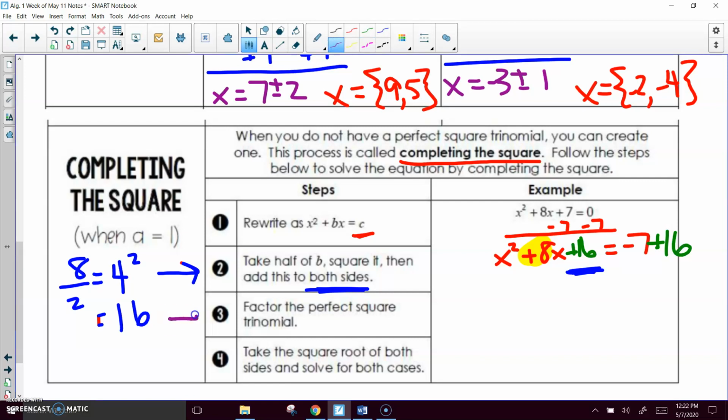Now step 3, factor the perfect square trinomial. So just like we did in the 4 examples up above, factor that trinomial. X squared plus 8x plus 16 would be factored as the quantity x plus 4 squared. And then let's simplify the right-hand side. -7 plus 16 is 9.